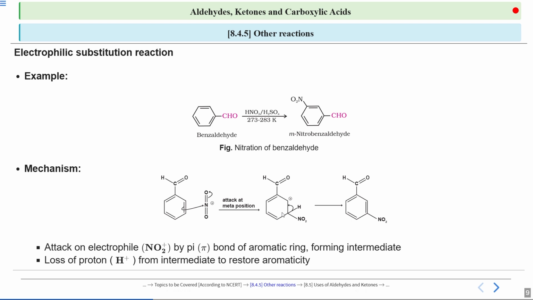After you get this intermediate, there is this proton which is getting lost, so that it could restore the ring aromaticity. So you will see that the NO2 group comes and attaches at the meta position. I hope this is clear.